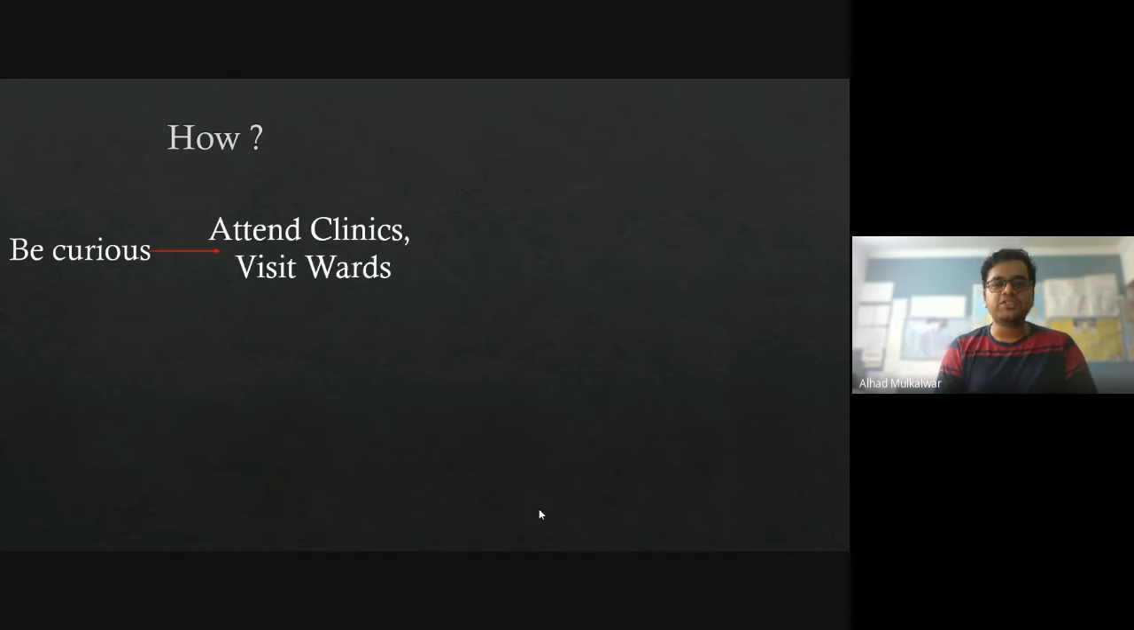And then when you come to your second year, you start attending clinics, you visit your wards, and I think that is the biggest treasury which can be found in a hospital. There will be so many patients which have rare diagnosis or rare adverse effects of the drugs. So attend clinics, make sure that you attend the rounds.